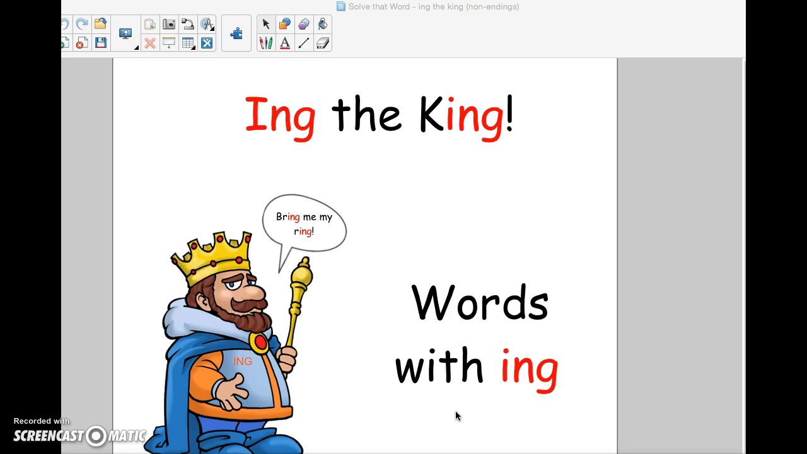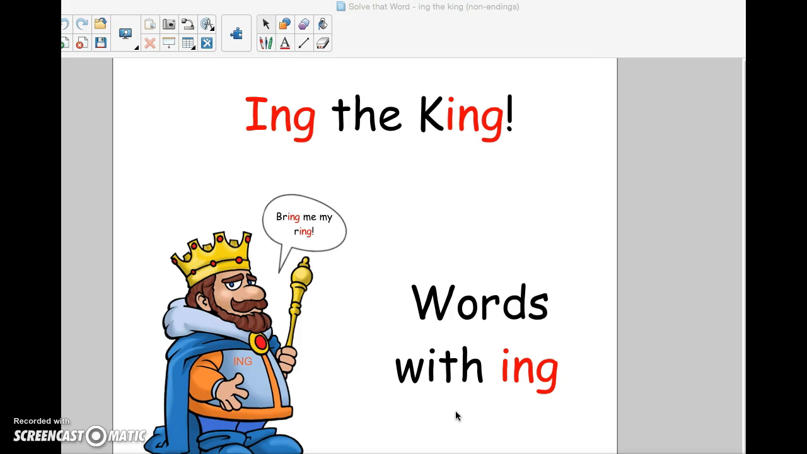And I'm really happy to see some of my JKs and SKs able to do this. So please continue to practice these sounds at home and encourage your child to sound out words that are difficult using those sounds. So this is one of the last ones we're going to do, and it is ing.